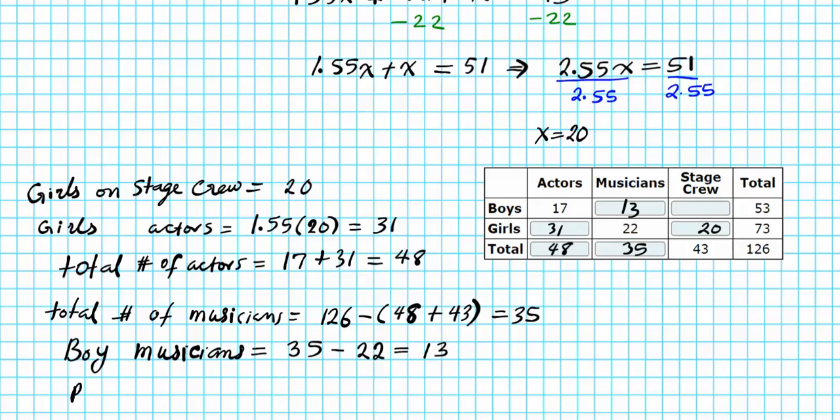Okay, so boys on stage crew is the total, which is 53, minus the boys that are actors plus the boys that are musicians. Do that in your calculator, you end up with 23. And that's the total number of boys on the stage crew.